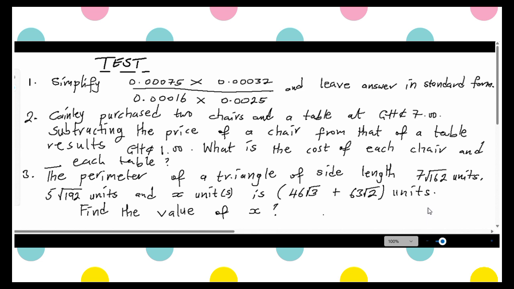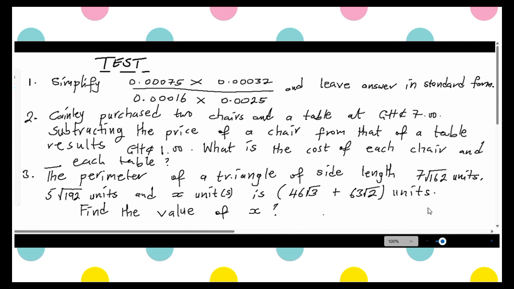Second question says, can you purchase 2 chairs and a table at 7 Ghana cedis? Subtracting the price of a chair from that of a table results 1 Ghana cedi. What is the cost of each chair and each table?